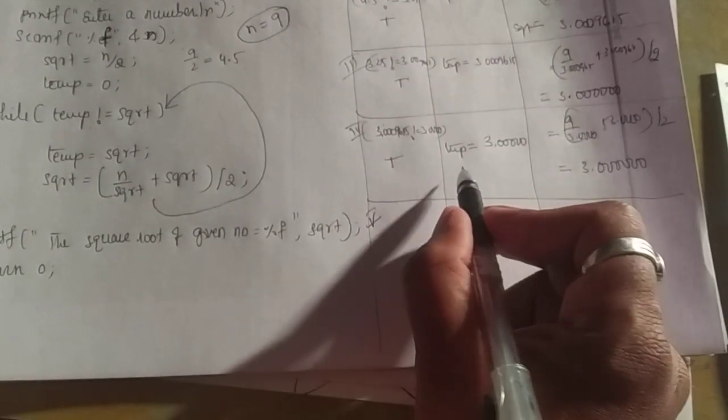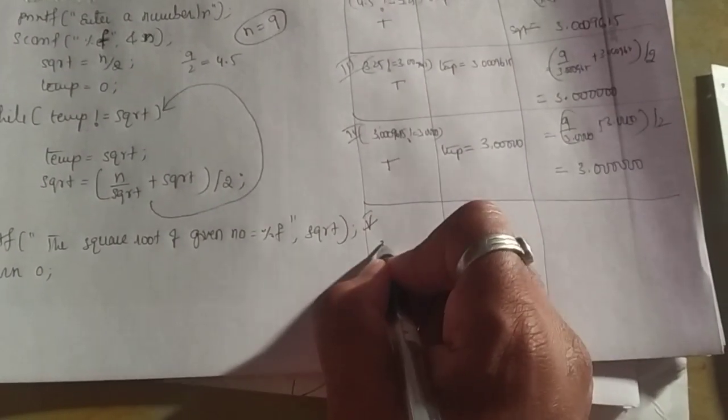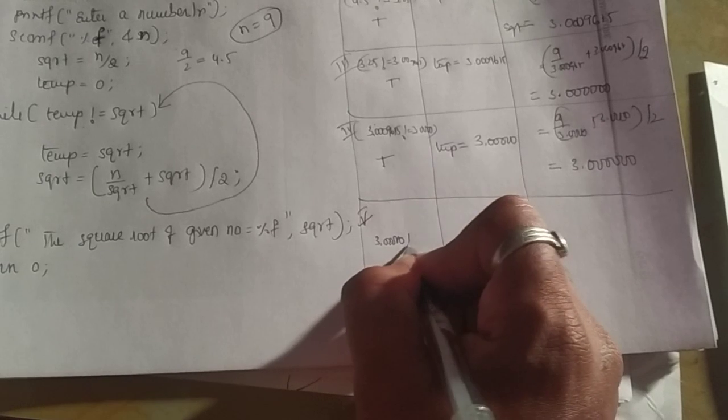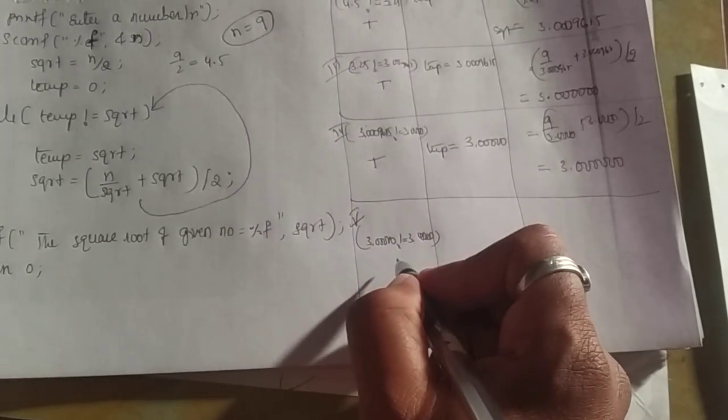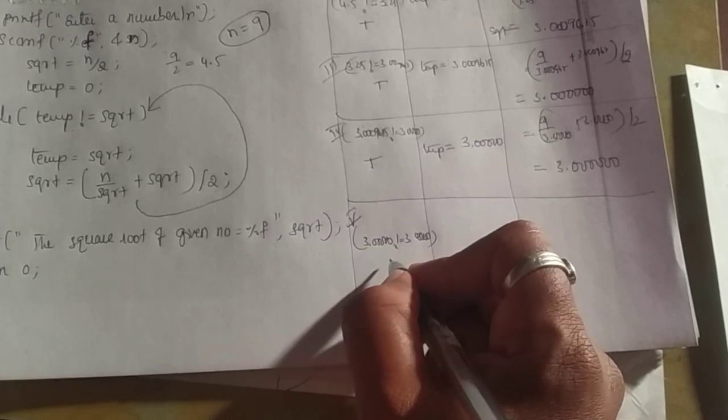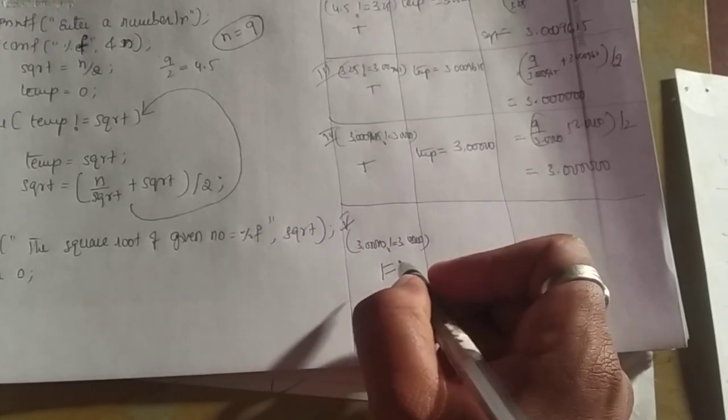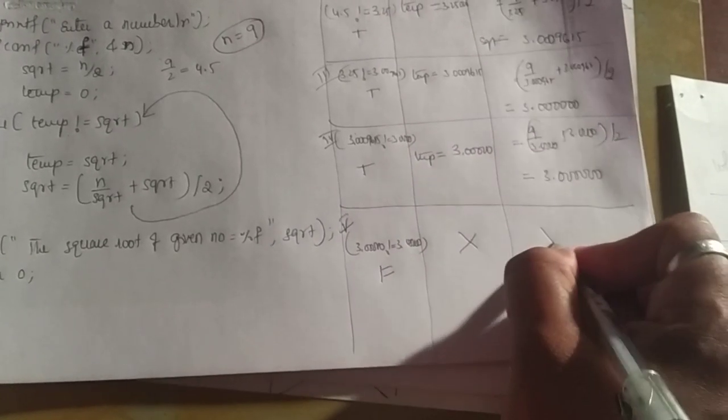Substitute the new values of temp and square root. Temp is 3.0000, not equal to square root value 3.000. So here the condition becomes true or false? Both are equal numbers. So the condition becomes false. When the condition becomes false, these two statements will not execute.